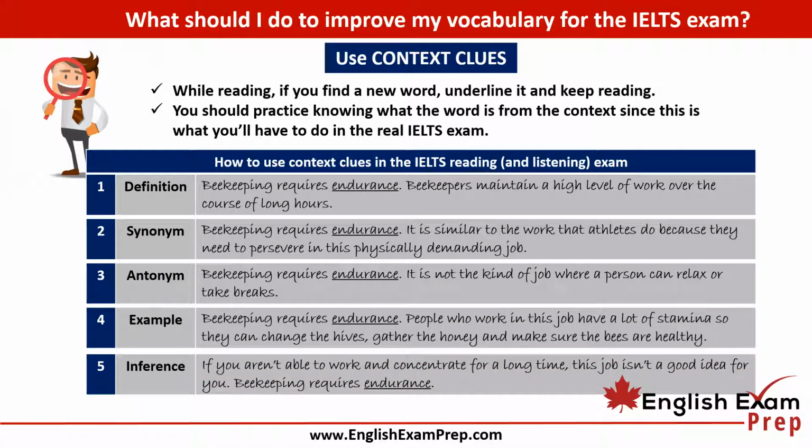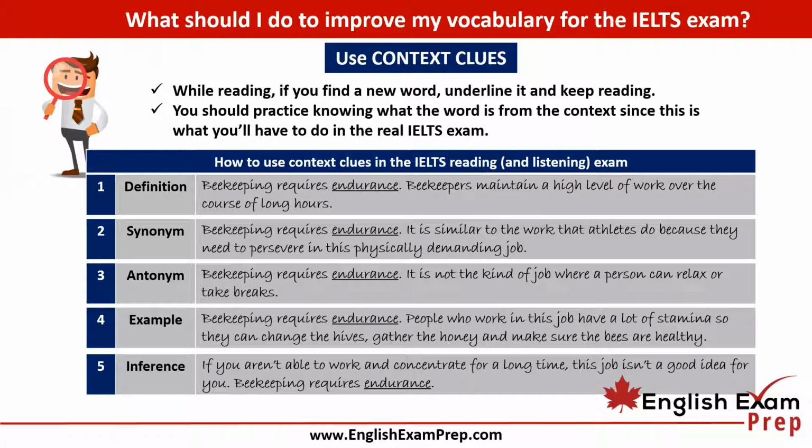Examples. So really all of these are examples in some sense anyways, but we can see over here, they have beekeeping requires endurance, and again, people who work in this job have a lot of stamina, so they can change the hives, gather the honey, and make sure the bees are healthy. All right, so we can see a lot of stamina. Maybe we would consider this to be a synonym of endurance, but they're giving us some examples as well of what this endurance is needed for, and that is of course the physical labor, and of course the mental aspects which involve making sure the bees are healthy. So from those examples we can understand exactly what endurance means.